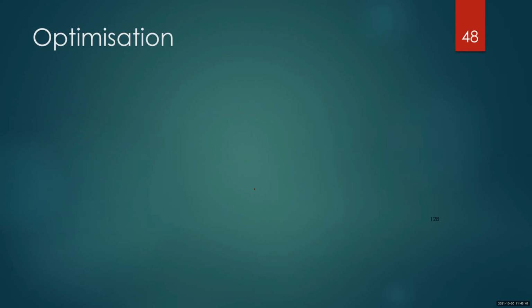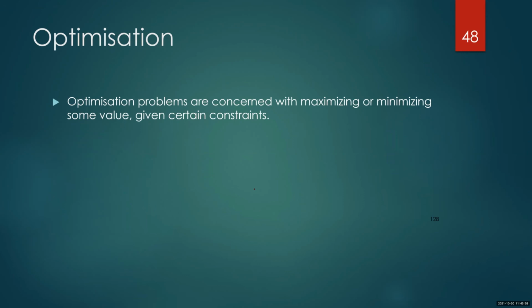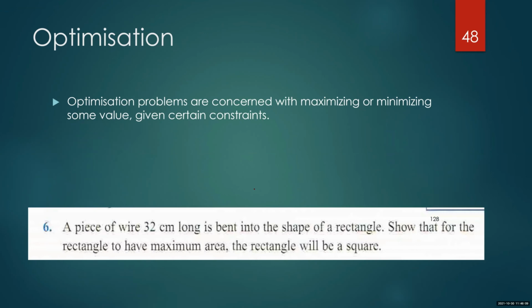So we now move on to one series of problems that differentiation can be really helpful to solve. They are called optimization problems. An optimization problem is concerned with maximizing or minimizing some value given certain constraints. So for example, you've got a piece of wire, it's 32 centimeters long, and you bend it into the shape of a rectangle. Show that for the rectangle to have maximum area, the rectangle will be a square.